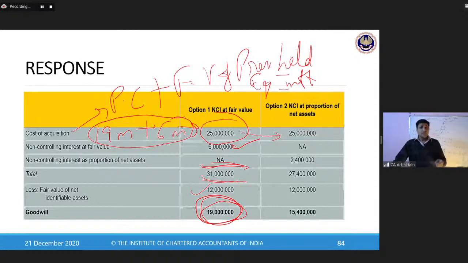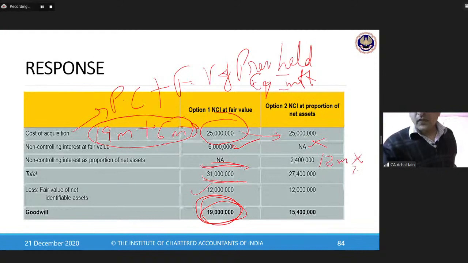Okay. Let's suppose we go to option number 2. In case of option number 2, do we have fair value of NCI? No, because that is not the option we have chosen. What do we do there? We will compute proportionate share of NCI. So what's the share of NCI? 20%. 20% of fair value of net assets of the acquiree. So what's the fair value of net assets of the acquiree? 12 million, into 20%. What do we get? 2.4 million.